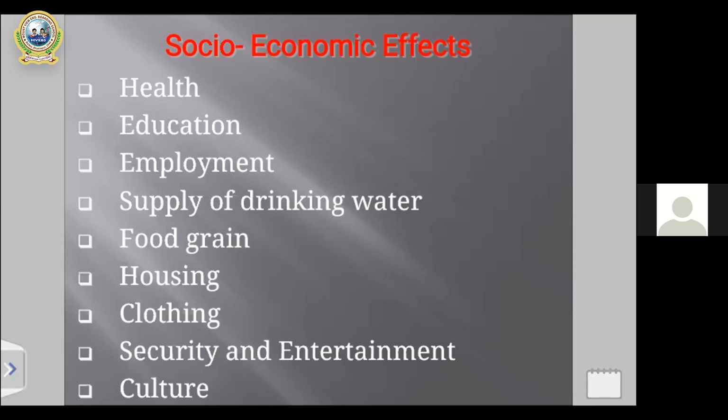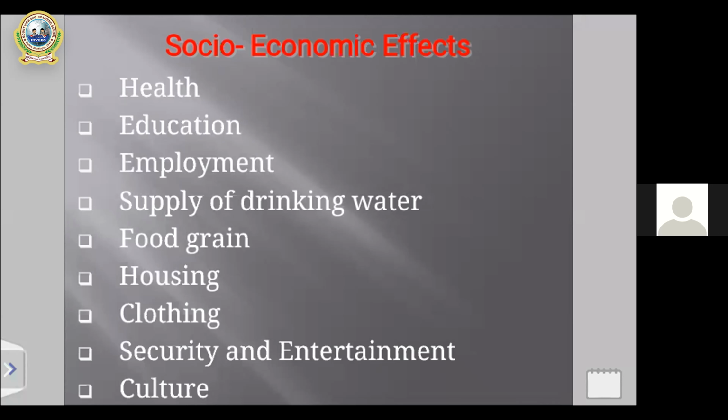And as we all know, entertainment is also an important part of human life. Not only should we work and spend the full 24 hours in our work and study. Sometimes in free time we should take entertainment, because entertainment refreshes our mind and creates happiness in our life, right? So security and entertainment are very essential in our life, but rapid population growth rate adversely affects security and entertainment as well.